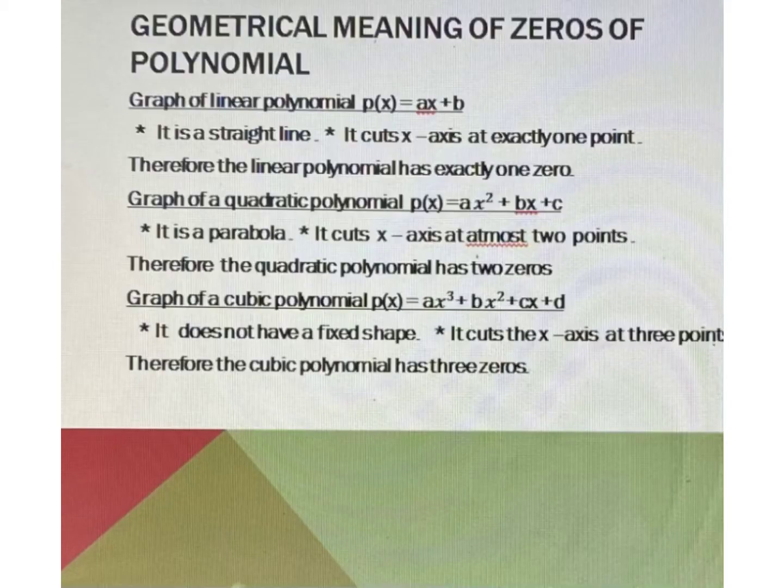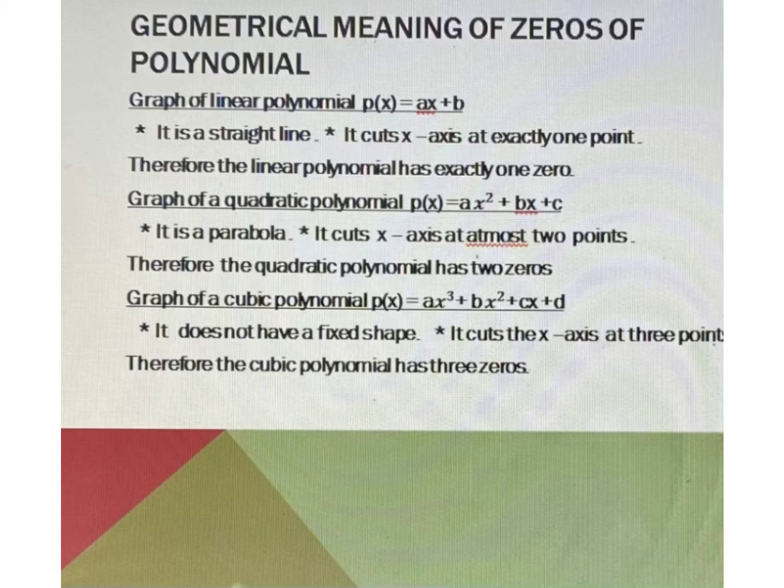Now next is geometrical meaning of the zeros of the polynomial. In 9th standard, you have studied how to draw the graph for the given polynomial. The graph of a linear polynomial whose general form is ax plus b is always a straight line and it cuts the x-axis at exactly one point. Therefore, the linear polynomial has exactly 1 0. The graph of a quadratic polynomial whose general form is p of x is equal to ax square plus bx plus c is a parabola and it cuts the x-axis at most 2 points. Therefore, the quadratic polynomial has 2 zeros.